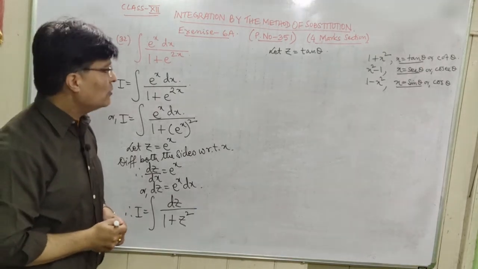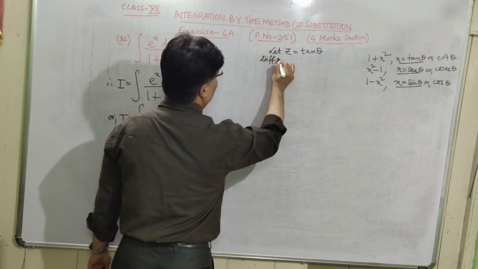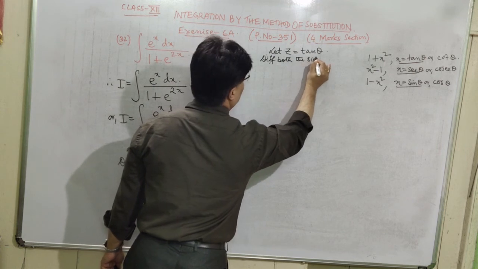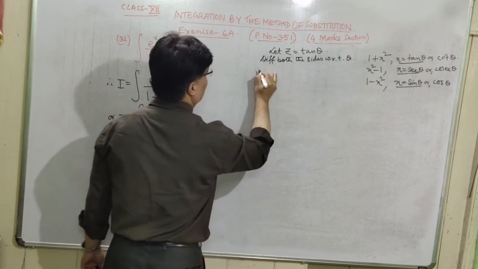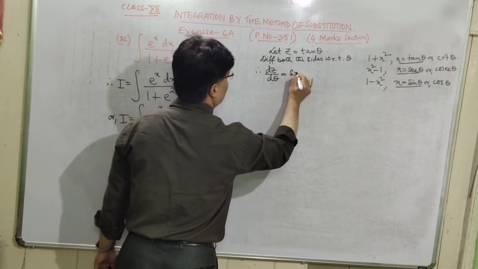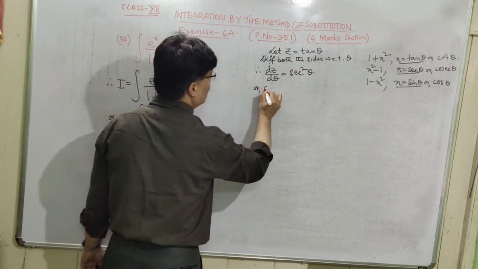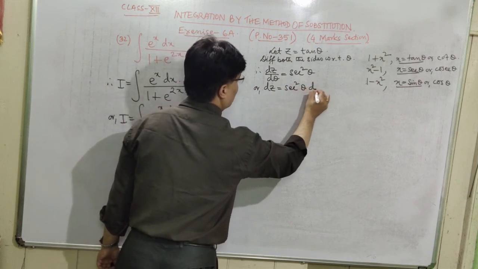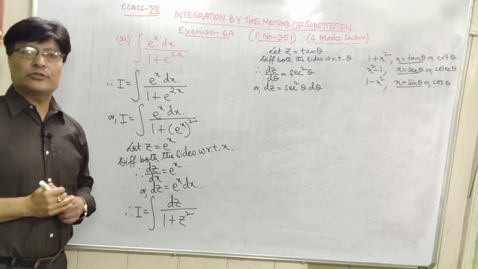Okay. So now you can differentiate both the sides with respect to theta. Therefore, dz by d theta is equal to differentiation of tan theta. You know that this is your sec square theta. Now cross multiply it. So dz is equal to sec square theta d theta. So I think you have understood it.